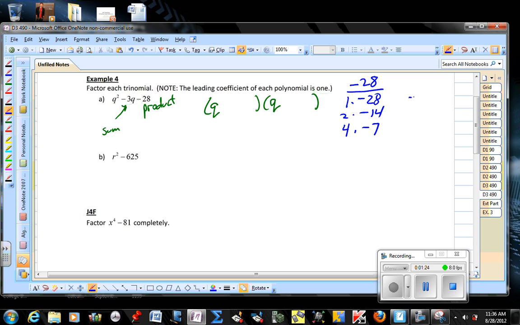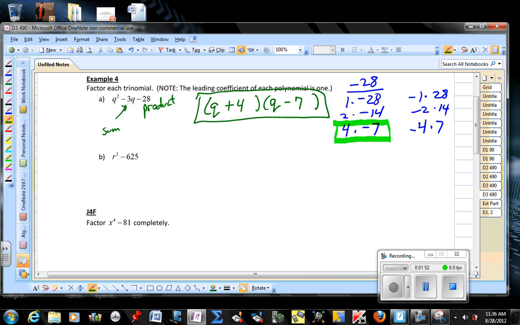Or we could just reverse the signs. Negative 1 times positive 28, negative 2 times 14, and negative 4 times 7. The key is which pair of these numbers multiply to negative 28 and at the same time add to negative 3. You see the answer is 4 and negative 7. So we have a positive 4 and a minus 7. There you go. We factored our trinomial.